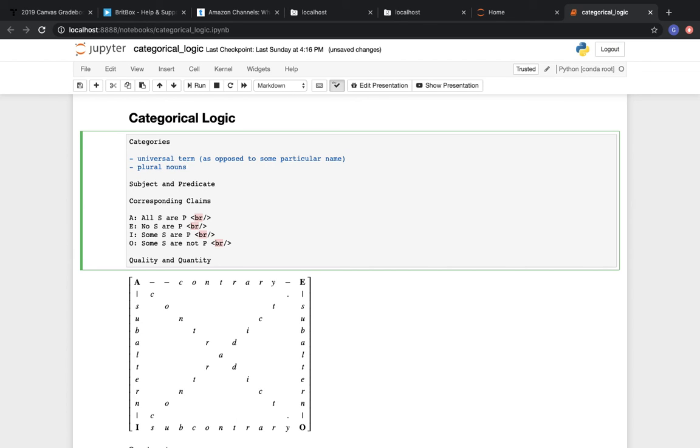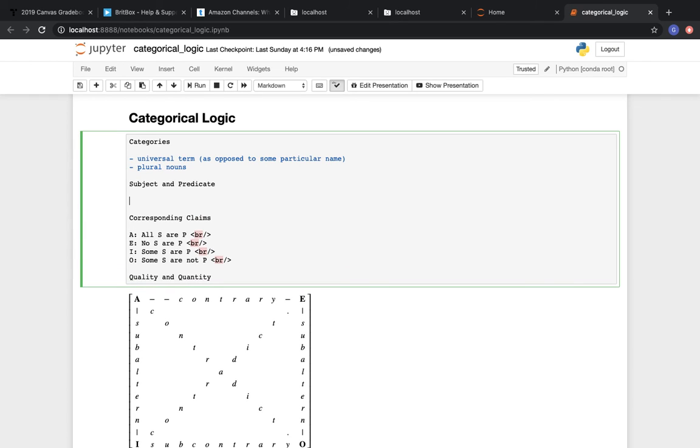We will be limiting ourselves to four types of claim, and I'll say a lot more about that in just a second. But I want to say first that each one of our four types of claims will have a subject and a predicate. And the subject and predicate will simply be categories. So the subject term will be one category, the predicate term will be a different category.